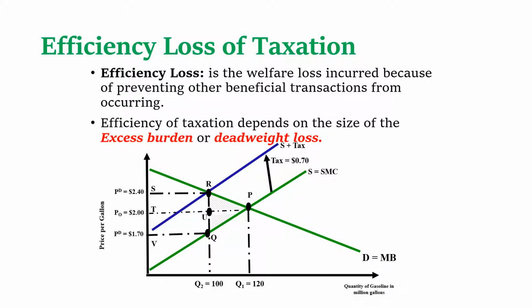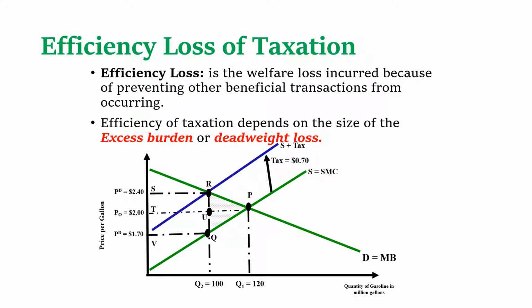Now, let's move on to the efficiency loss of taxation. Efficiency loss or deadweight loss is the welfare loss incurred because of preventing other beneficial transactions from occurring. If there is a tax, some transactions do not take place. If you look at this small triangle RPQ, nothing is taking place here. There is no transaction here. Do you know why? Because there is no intersection of demand and supply in this whole triangle, so transactions are not taking place here.